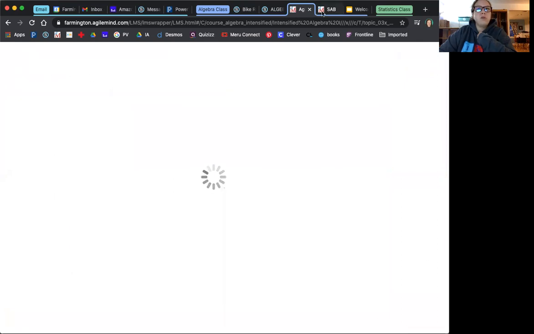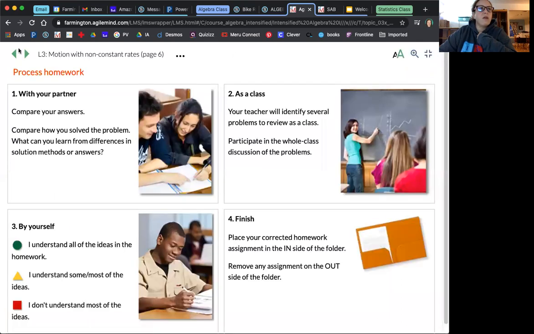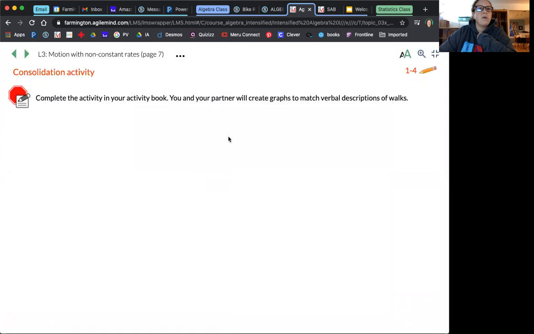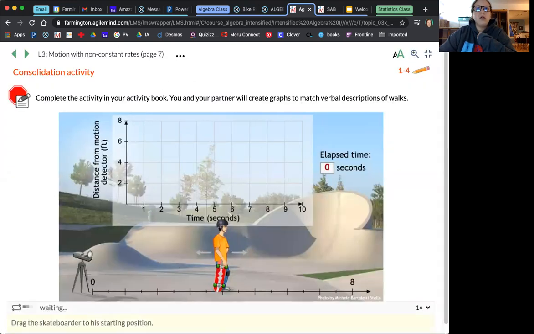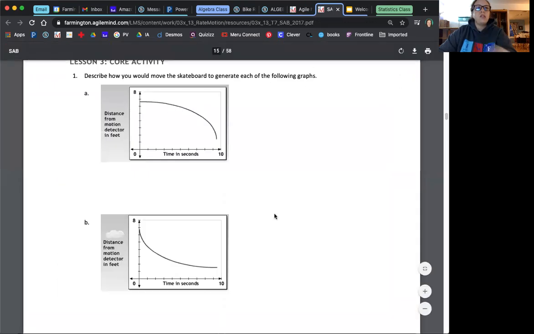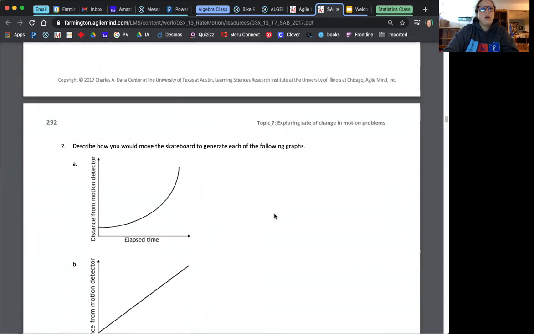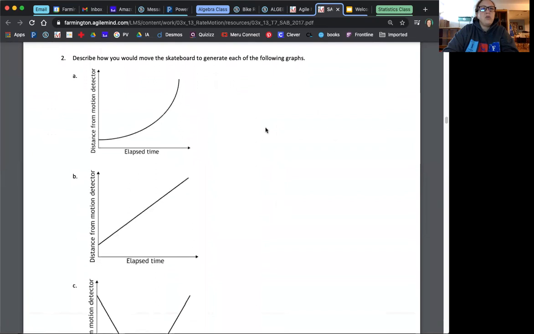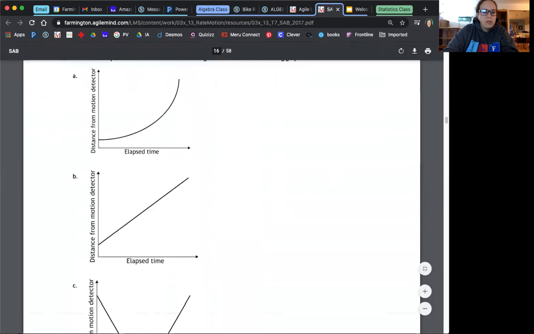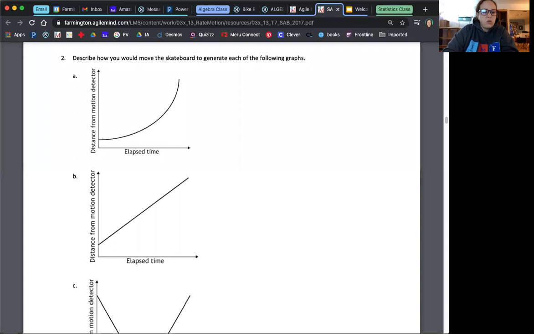jump to your activity book. If you're following along in your activity book, you should be on page 292. So we're going to take just a few minutes, and we're going to describe how you would make each of these graphs. So here we start out very slow and then it seems like we speed up. Let's see if we can do that with Terrence.